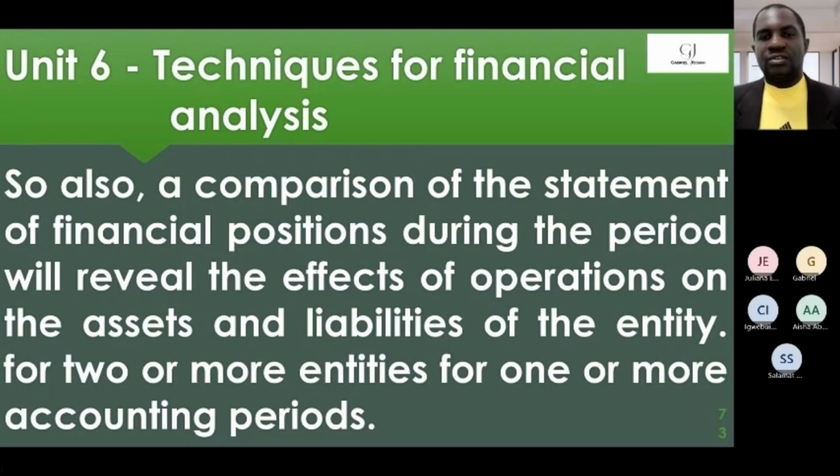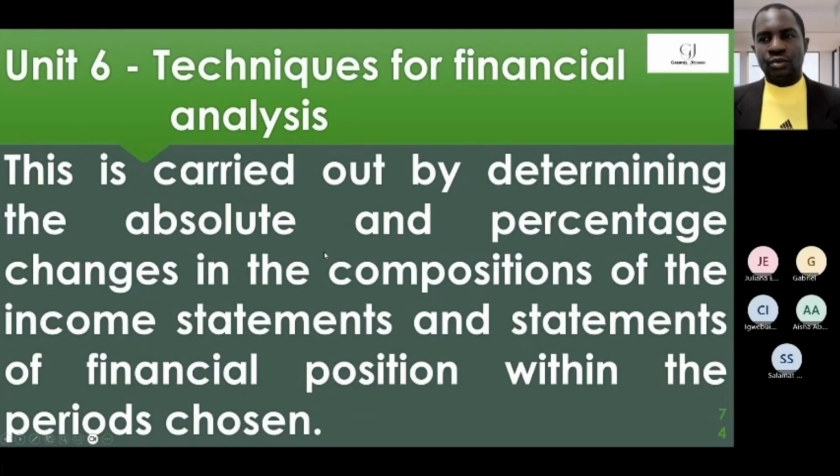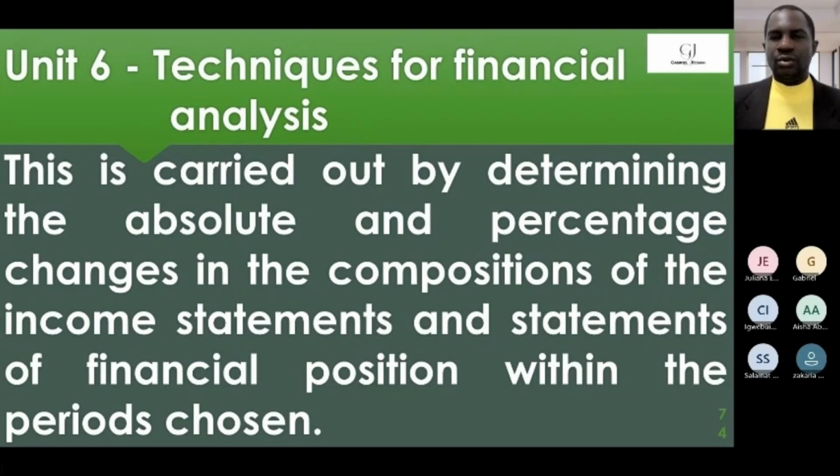And that's one of the techniques of analyzing the financial statement or the statement of financial position. So you carry this out by determining the absolute and percentage changes in the composition of these two statements within the period. Like I just stated, you're looking at the percentage between the income statement variables or components: the revenue, the cost of sales, the gross profit. You also look at the percentage increase in each year. So for example, from 2020, how did revenue grow in 2021, 2022? Those are the analysis and the comparisons you perform.